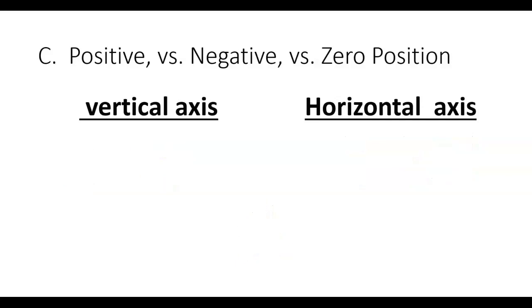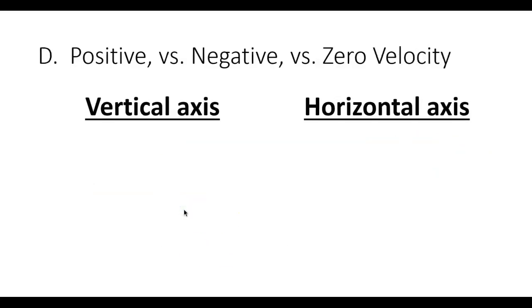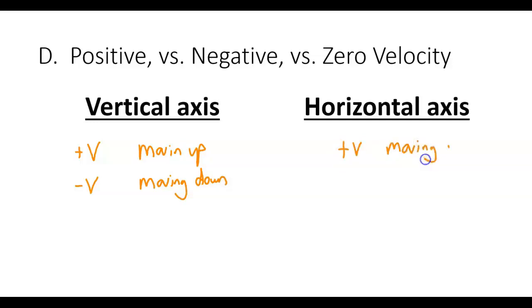You're on 0. Okay? Now let's go ahead and take a look at velocity now. When we're talking about velocity, a positive velocity, we said, means that you're moving up if you are on a vertical axis. And a negative velocity means you're moving down if you're on a vertical axis. If you're on a horizontal axis, a positive V means that you're moving to the right, and a negative velocity means you're moving left.